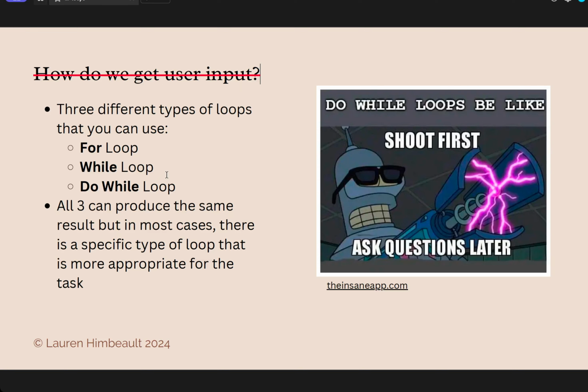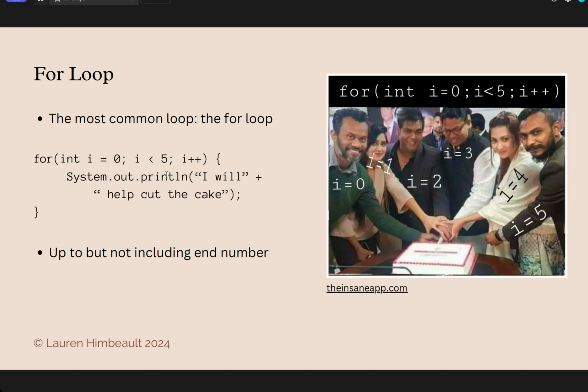All three of these can produce the same result. We can certainly solve any given problem with any of the three loops, but there are certain scenarios that make more sense depending on the context, whether you should be using a for loop or a while loop. So let's start by looking at the for loop, which is the most common loop for sure, where we're going to go through iteratively for each element in a given condition statement here.